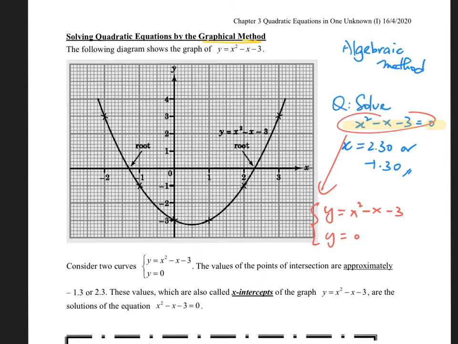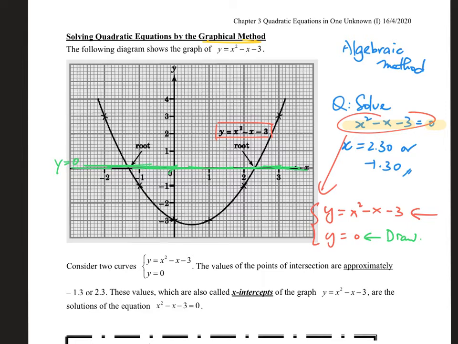Now let's take a look. Generally speaking, the first graph, the hardest one, will be provided in the diagram. For example, now I provide you the graph of y equals x squared minus x minus 3. Your job is to identify the second one to be drawn, which is y equals 0, and draw it. In the previous chapter, you know that y equals 0 is the horizontal line passing through 0, or level 0 in the question. After you draw it, you can read the points of intersection here.